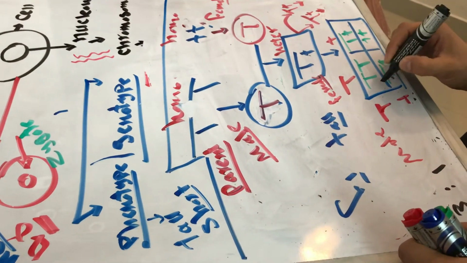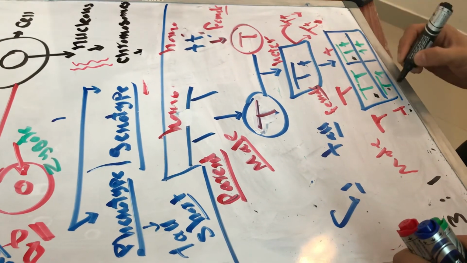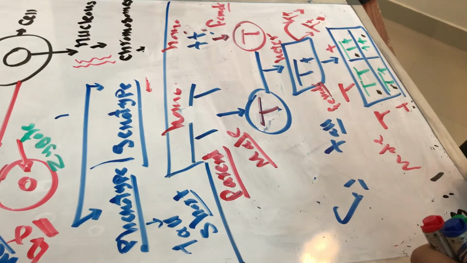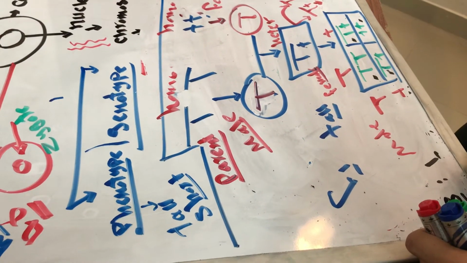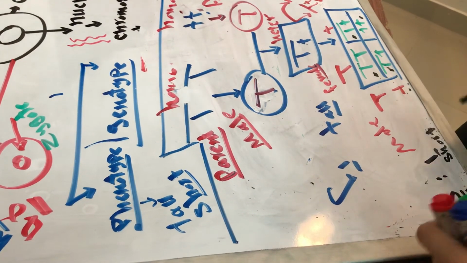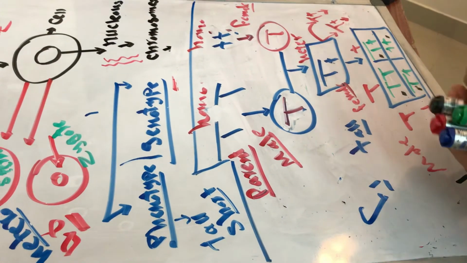So TT tall, tall, tall, and this one you can say short. So the ratio is 3 to 1, 3 tall and 1 short. This is the first example for monohybrid.